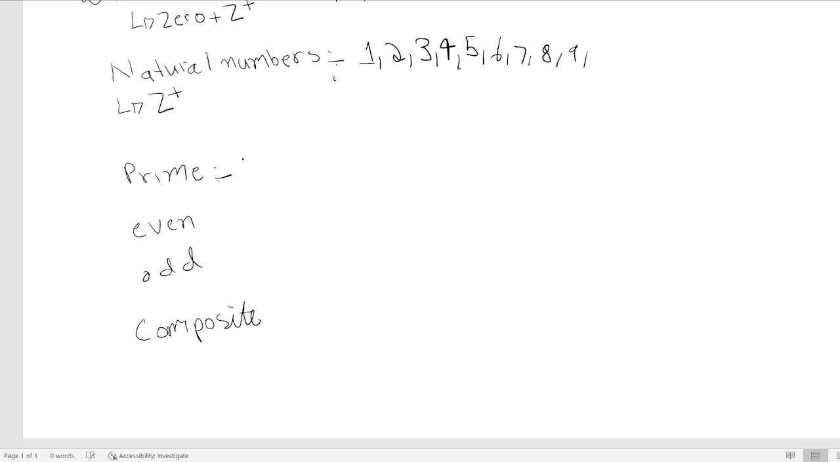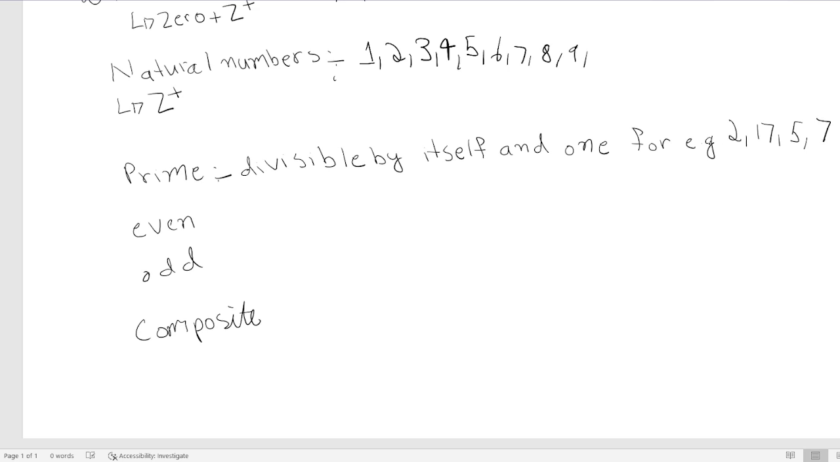Prime means that a number is only divisible by itself and 1. For example, 2, 17, 5, 7, all of these are prime.